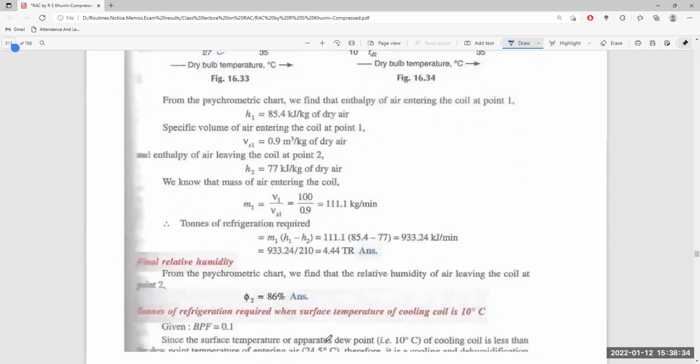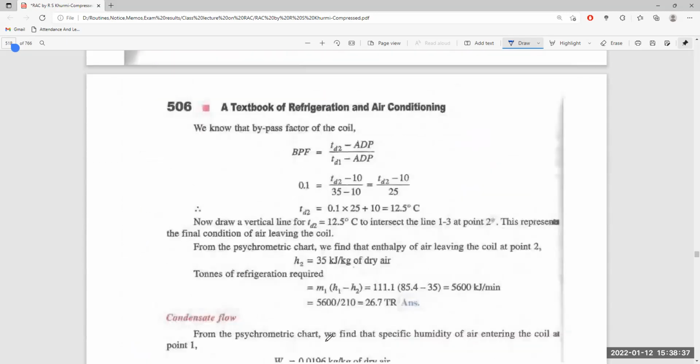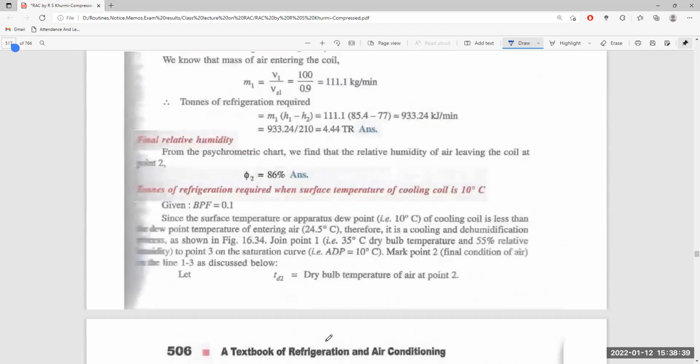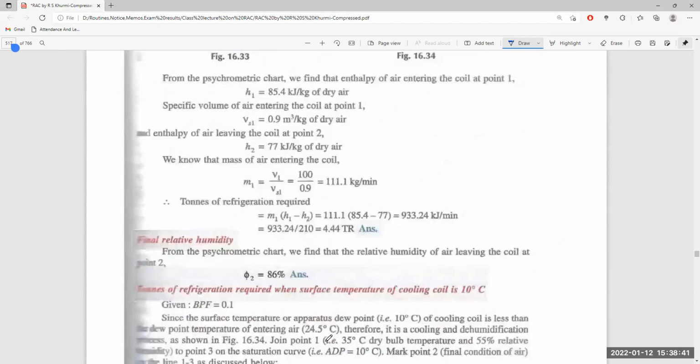The final relative humidity: on the psychrometric chart, it is clear that the humidity of the air leaving the coil at point 2 is given by the intersection of the phi 2 curve at 86%.